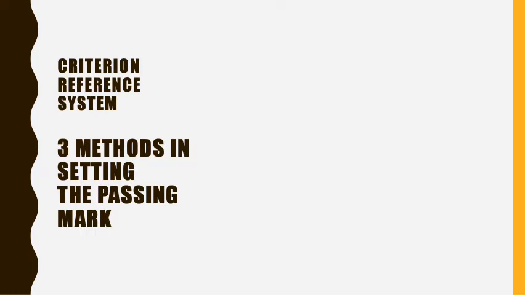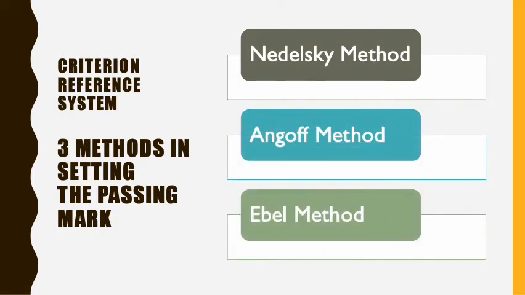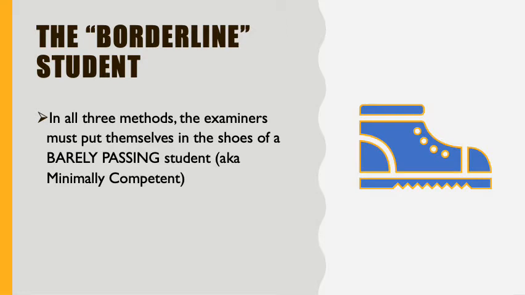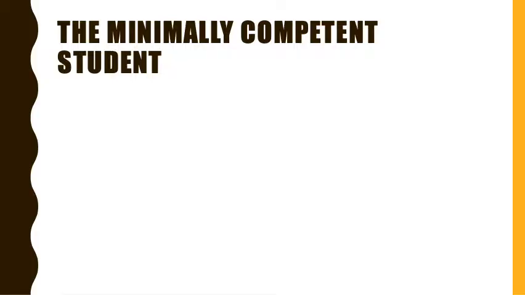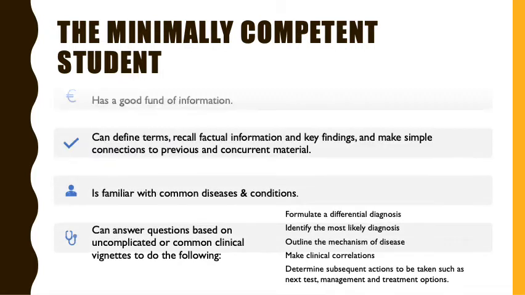These are not perfect methods. There are criticisms about these methods, but let's just discuss them as they are presented. But more important, in all these three methods, the examiners must put themselves in the shoes of a barely passing student or the minimally competent student before making your supposed MPL. Now, that is the most difficult step to do. Now, how will you define the minimally competent student?